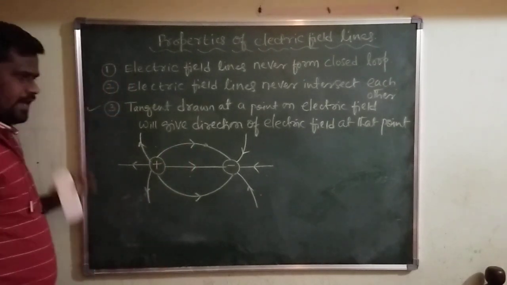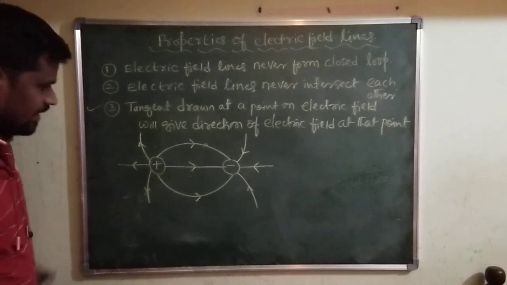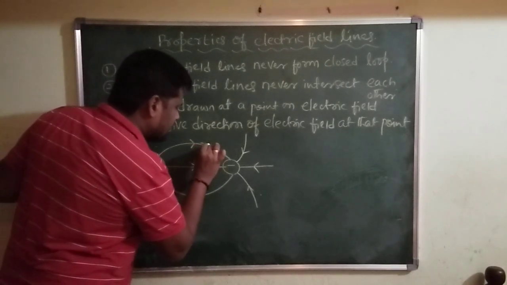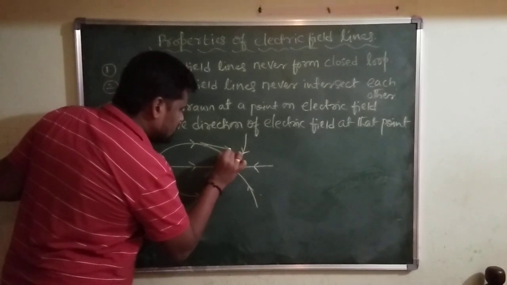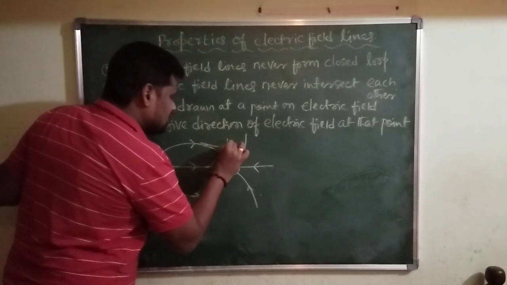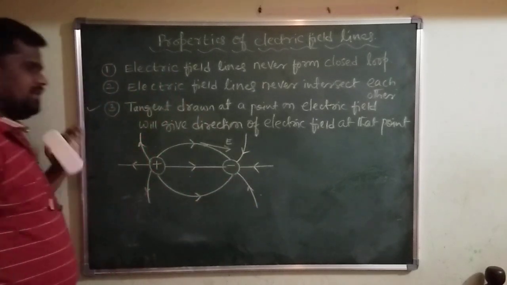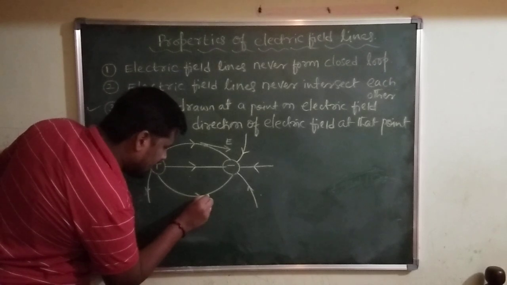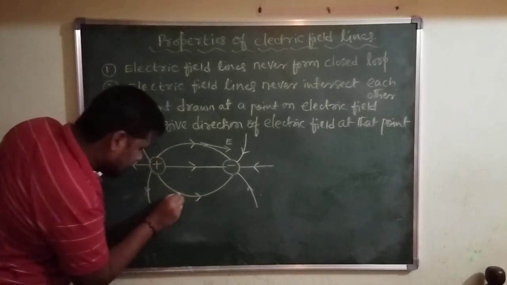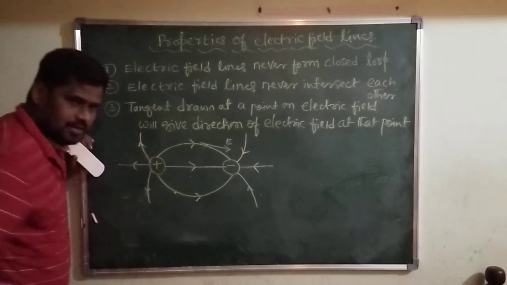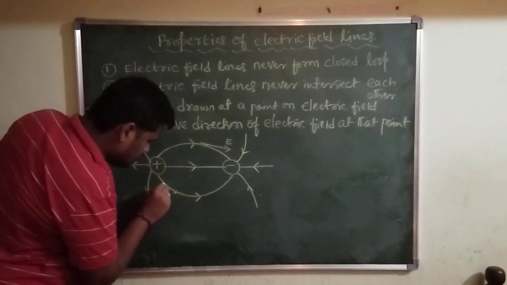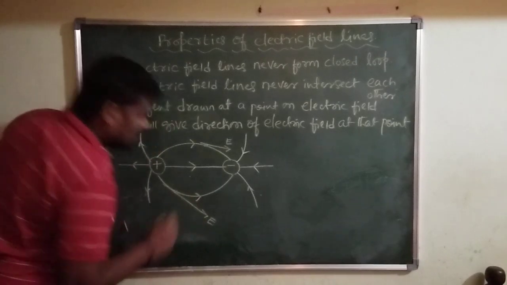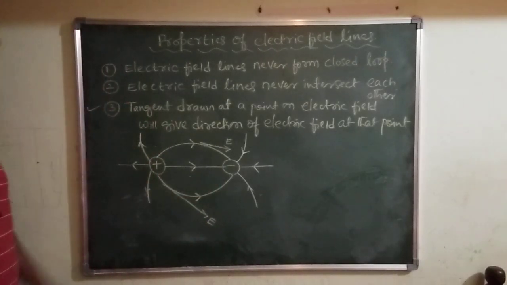How are you going to know the direction of the electric field? Just draw one tangent here like this. This is the tangent drawn. This is the direction of the electric field. Suppose you want to know the direction of the electric field at this point, somewhere here. What do you have to do? Just draw one tangent. This is the direction of the electric field.